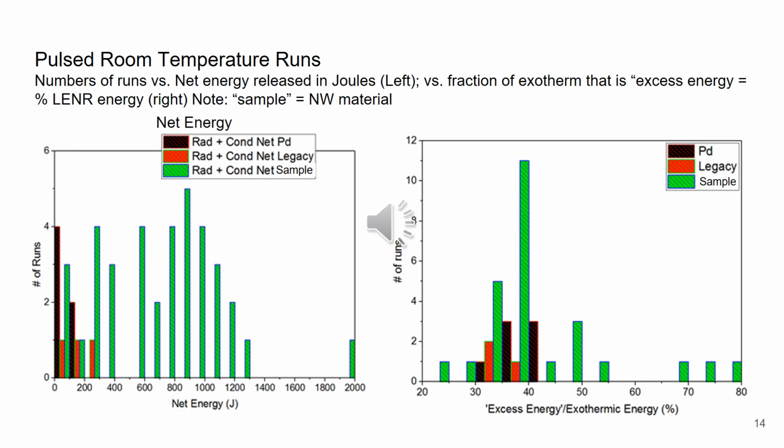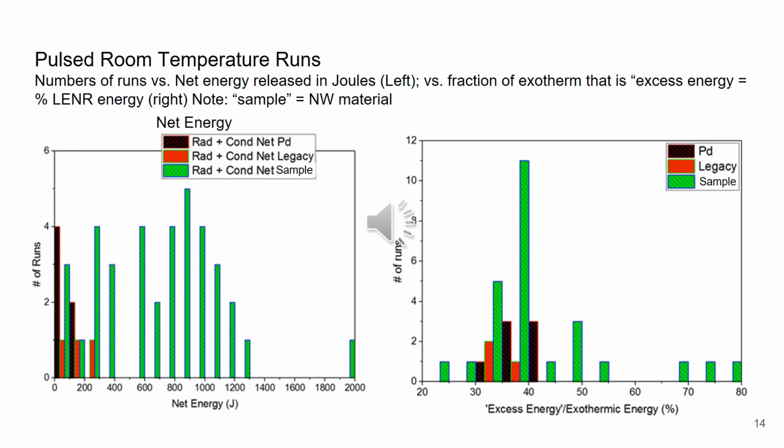Here we have plotted the number of runs versus the net energy in joules released during those runs. Mind you, these runs were done under varying conditions, so there's considerable variation, but it's clear that as expected, the palladium and legacy particle runs had very low net energy output. However, the NW particles, which were especially prepared to have increased clusters, did produce considerable energy out, ranging up to 2,000 joules.